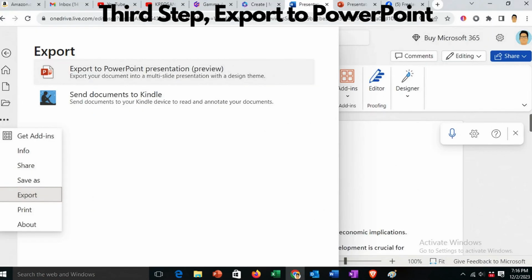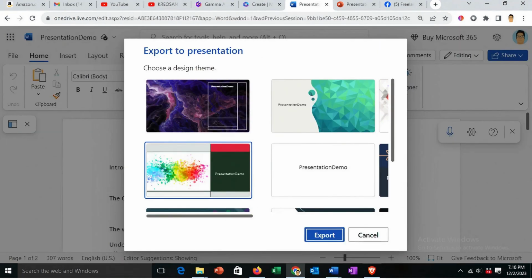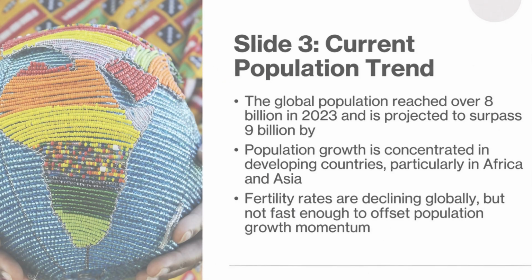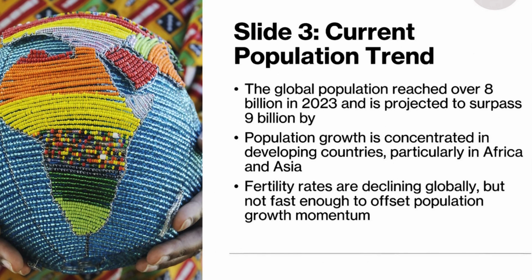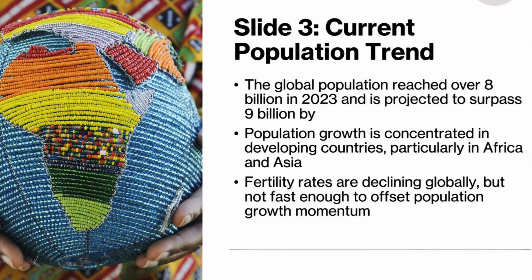Third step, export to PowerPoint. With your Word file ready, click on the file and export it to PowerPoint. Office 365 will prompt you to choose a theme, so select the best theme, and then click the Export button. Your presentation will be generated within a few seconds. Proofread your presentation to check for any needed changes, or if you want to add or delete a few slides. This approach works well, especially when creating presentations on complex business or research topics.